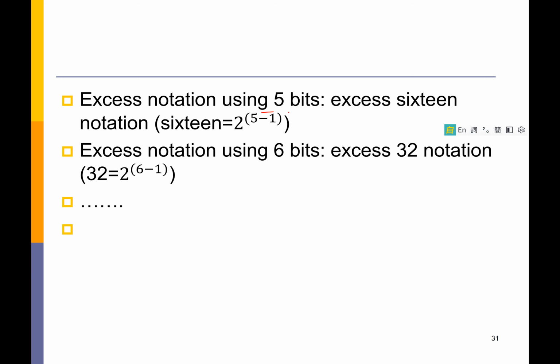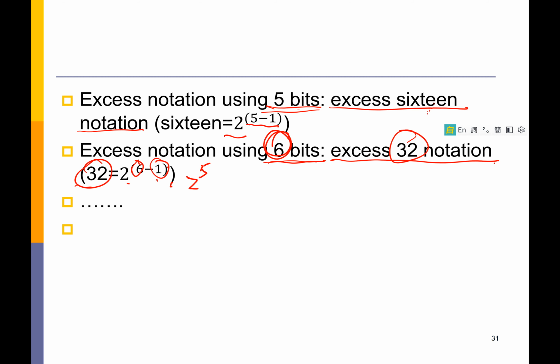Now, if you have 5 bits, we have SS16 notation. How we get 16 is 2 to the power of 5 minus 1. Now you have 6 bits. We have an SS32 notation. How do we get 32? It is 2 to the 6 minus 1, which is 2 to the power of 5. This is 32.